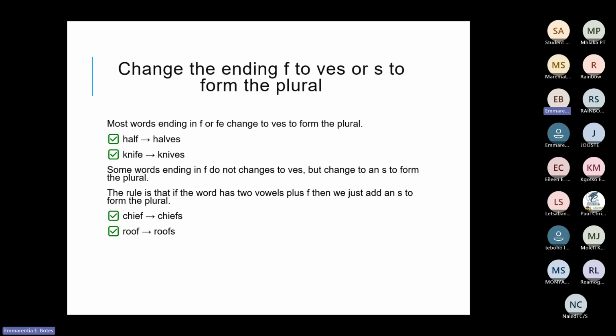But like I said before, there's exceptions to the rule. So let's look at the exceptions. This one, thief, thieves. So although the word has two vowels plus the F, this one will change to VES. Another exception, leaf, will become leaves. So just make sure when you study your patterns for spelling that you also look at the exception to the rule. So it's good that you know the rules, but also look at the exceptions.